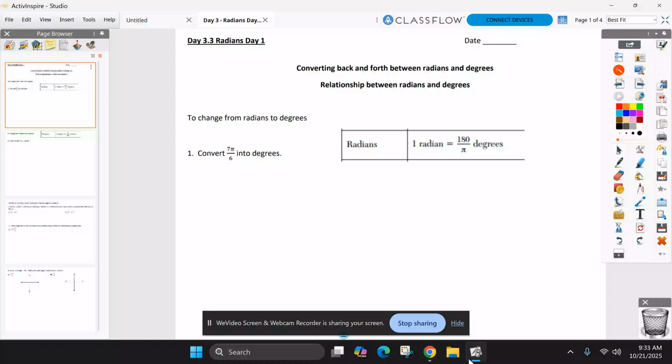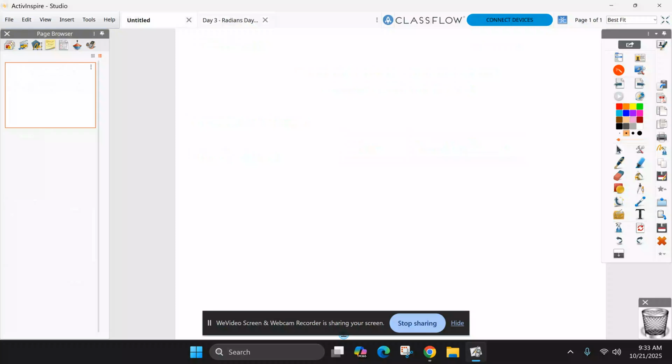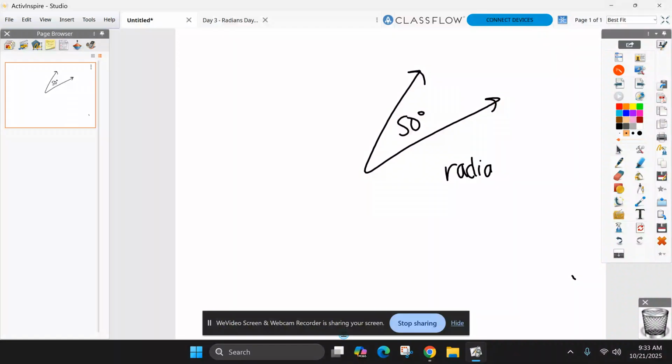All your entire life, when you've been in any type of math situation and you've dealt with an angle, you have only measured that angle in what's called degrees. That's the only thing you're used to. Today, I'm going to show you another way to measure it. Angles can be measured in degrees, or they can be measured in what we are going to start using in this class now, radians.